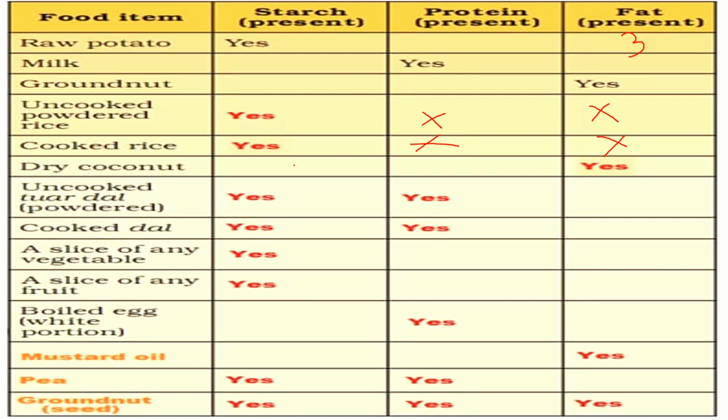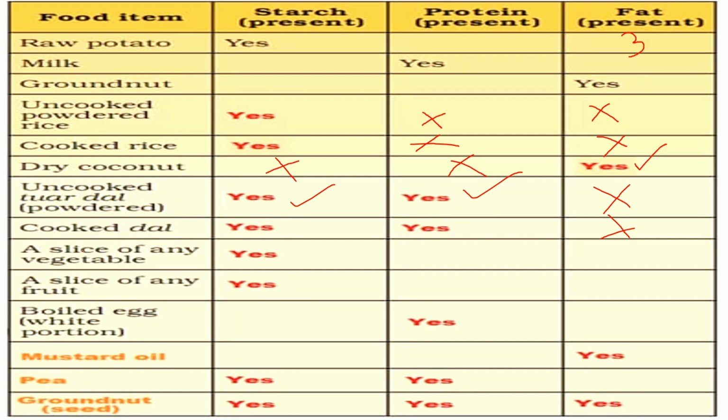Next, dry coconut. Yes, I showed you that in the previous slide. We have mentioned the coconut. It contains fat. Next, uncooked dal powder. Yes, it contains starch as well as protein, but it does not contain fat. Next, cooked dal. There is no fat in uncooked dal, and there is also no fat in the cooked dal.